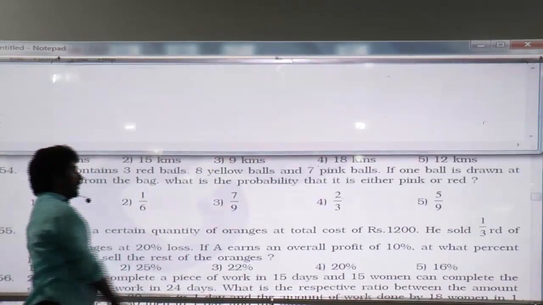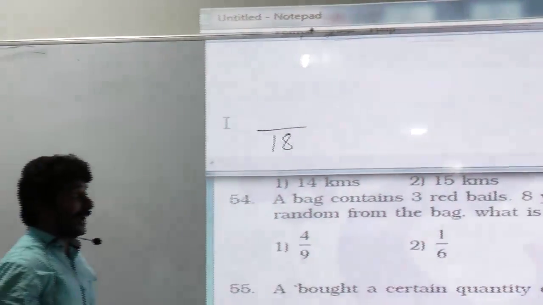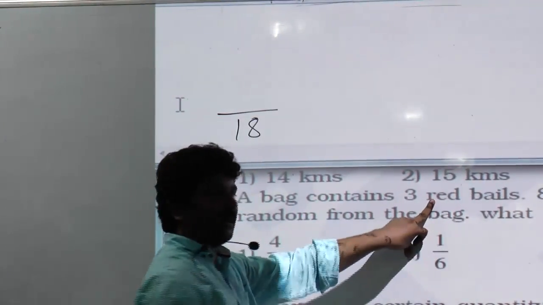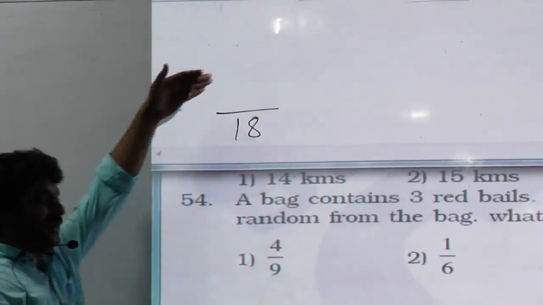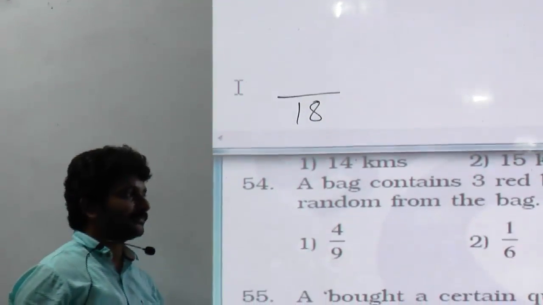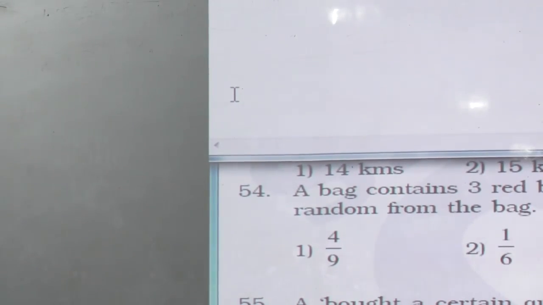Out of 18 balls you can select in 18C1 ways, that is 18. And how many pink and red balls together you have? Pink and red, 10 balls. Out of these 10 balls it is enough to get 1 ball. You can do that in 10C1 ways, which is 10. 10 by 18, 5 by 9. Next, 55.